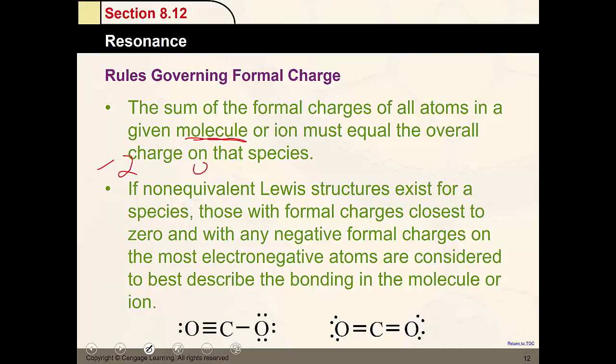So that's why something like CO2, this is the more favorable structure because the central carbon here has a formal charge of 0, and each oxygen here has a formal charge of 0, whereas if you wrote it this way, carbon would still have a formal charge of 0, but the oxygen on the left would have a formal charge of +1. This one would have a formal charge of -1, and that is less favorable.